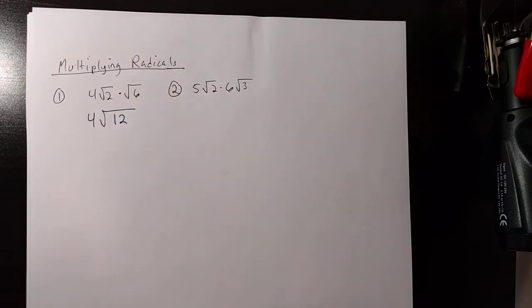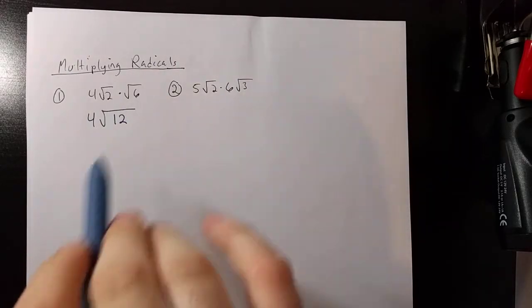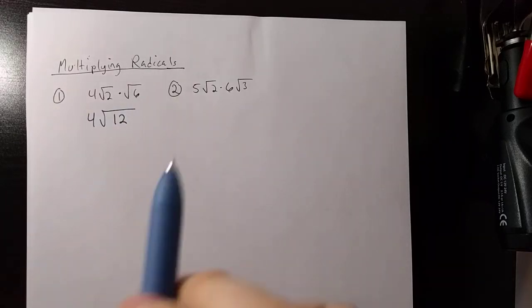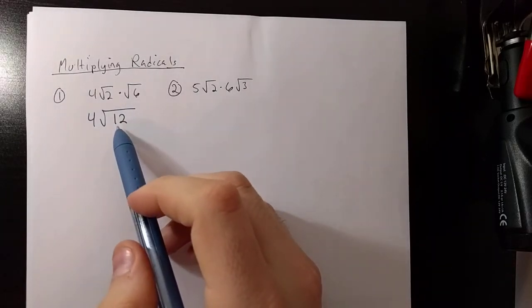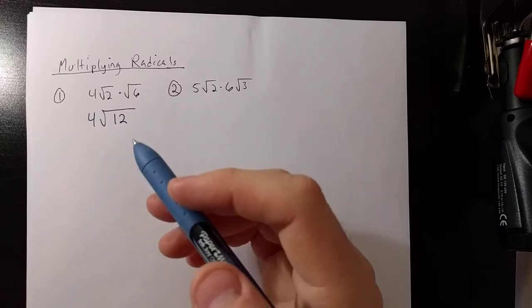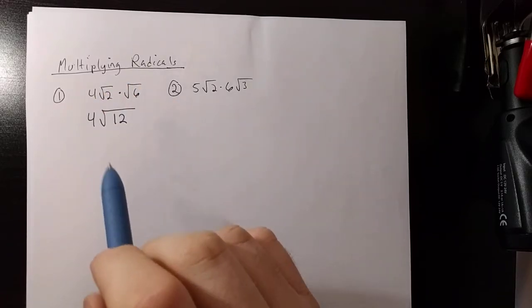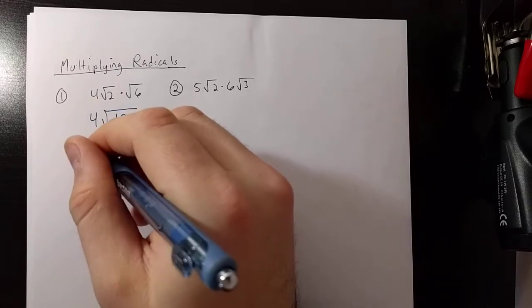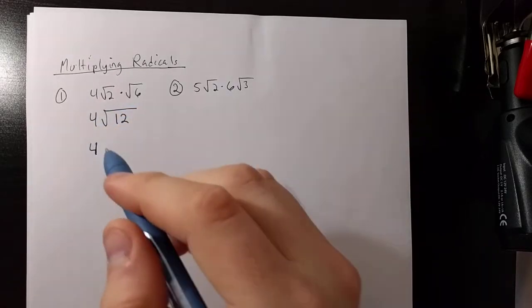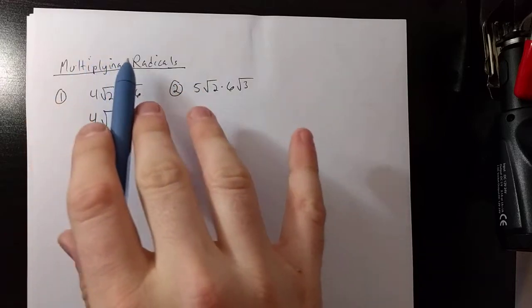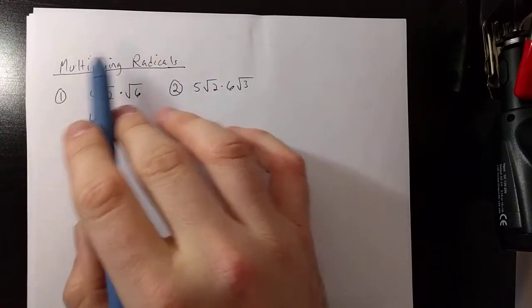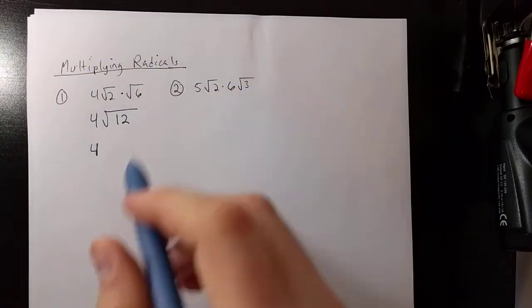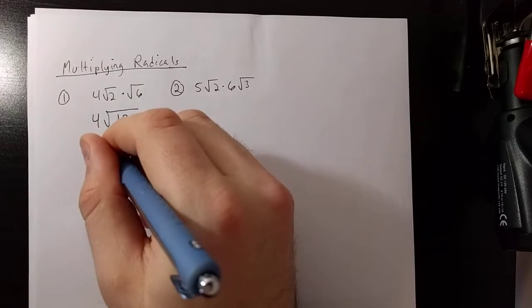Before you think you are done with the problem, make sure that this radical is not simplifiable. Are there any perfect squares that go into 12? In this case, yes, 4 goes into 12 3 times. You can reference that list from the Simplifying Radicals video to show the 1, 4, 9, 16, 25, all up to 15 squared, 225, to help you out with this part.